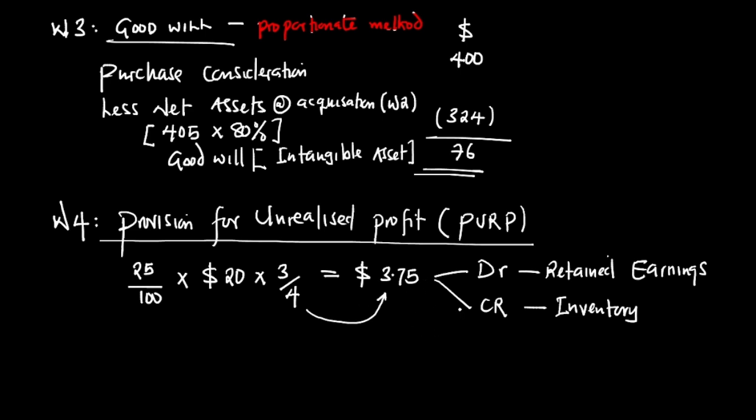Now the double entry for unrealized profit will still remain as it is. You debit retained earnings and credit inventory, regardless of the party that has transacted. So take note of this adjustment.